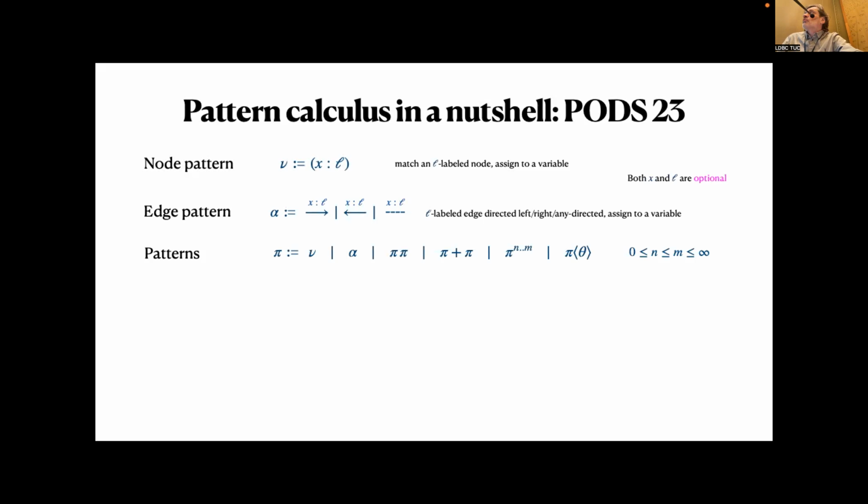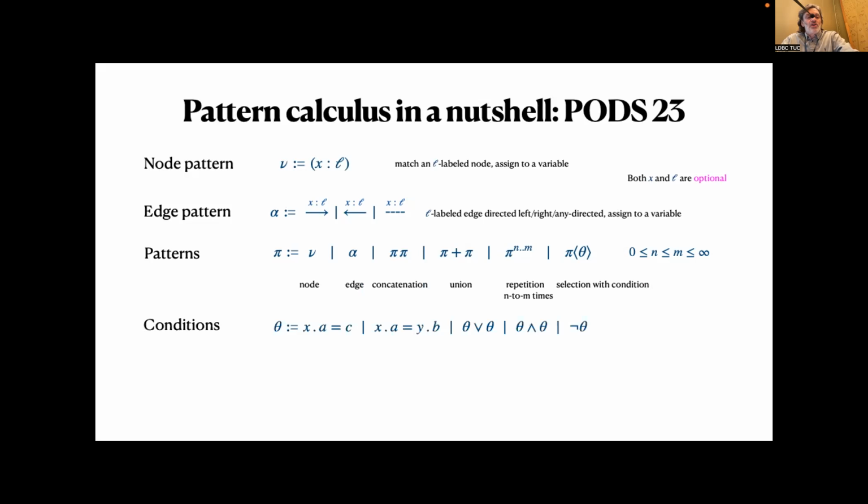Then we have patterns. What are the patterns? We have a node, we have an edge. We can concatenate patterns, we can union patterns, we can repeat patterns between n and m times, and n and m could be infinity, so we have the Kleene star. And we can apply selection with a condition. What are the conditions? We can compare property values. If you have an edge, x.a is the value of property a in that node or edge, we can compare them, and we can close under Boolean combinations.